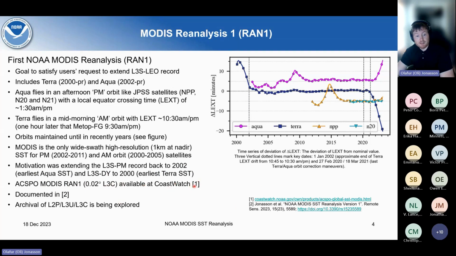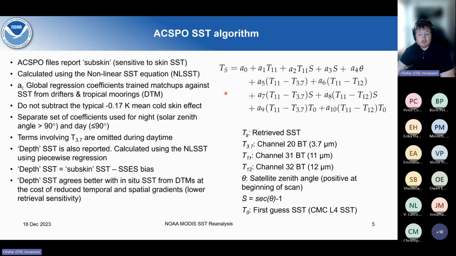And the archival of the L2P, L3U is also being explored elsewhere. So to at least find some place to archive the L2P, which is very high data volume. So I'll give an overview of the ACSPO SST algorithm.